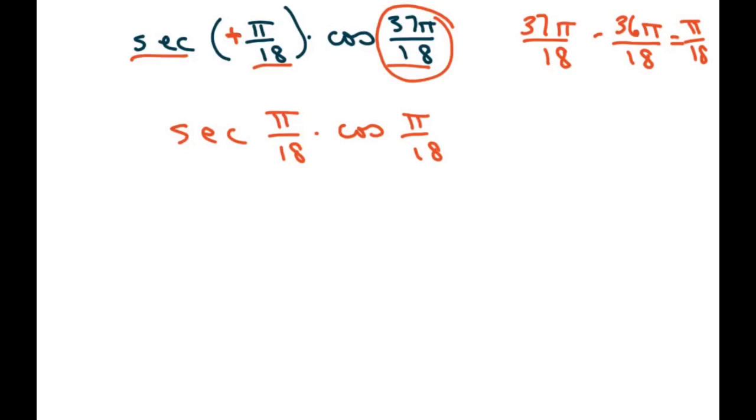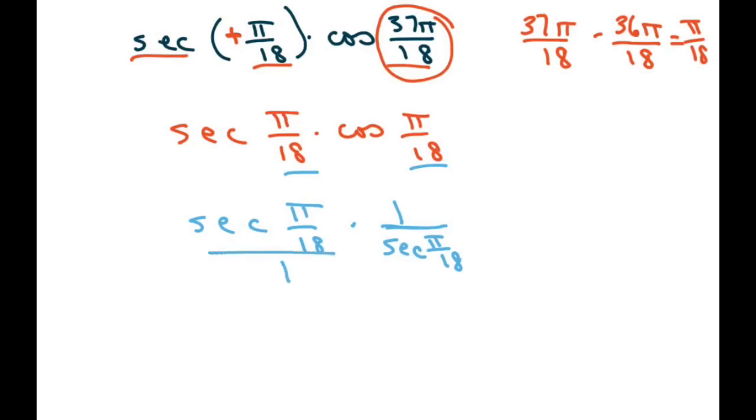Now that my angles are the same, I can write secant is 1 over cosine, or I can write cosine is 1 over secant. And what I probably do is just make it different and just write cosine is 1 over secant. You do it either way. So when you simplify this and multiply across, you're going to get 1.